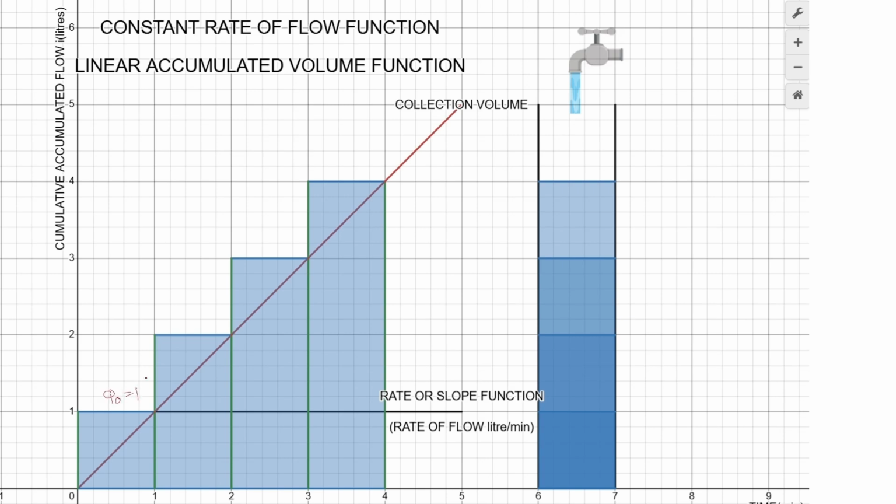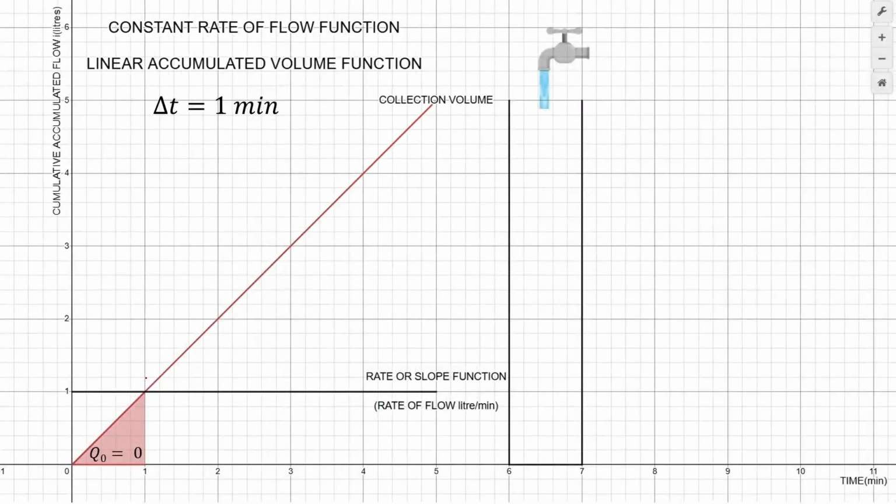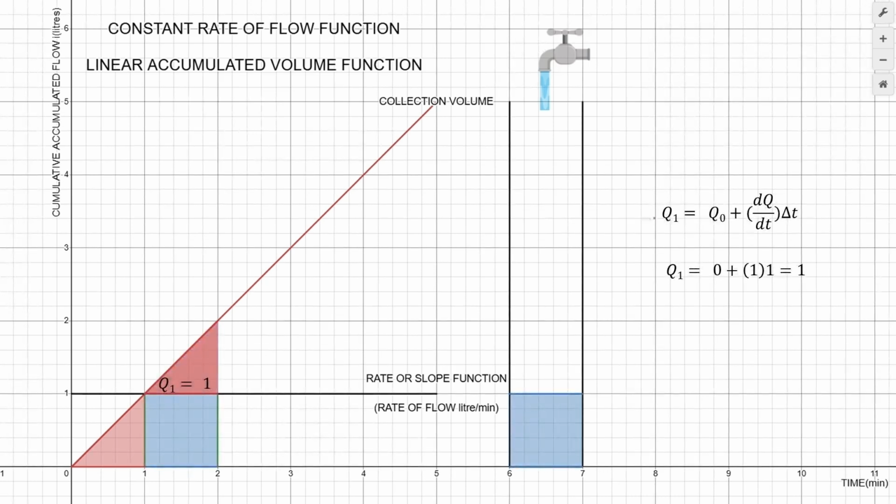So it depends on the type of Riemann integration strip that you are using. The initial value is 0 here, since we are using left Riemann strips or upper Riemann strips. Accordingly, we have q naught equal to 0. Next, using the Taylor series, we calculate this value.